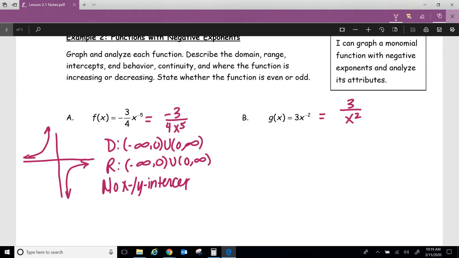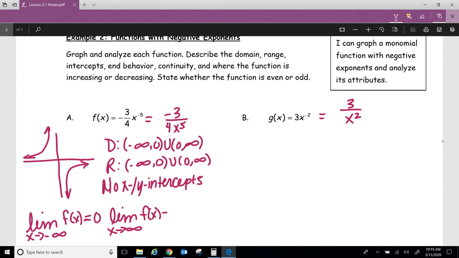All right. Next, it says end behavior. So what is the end behavior going to look like for this one as we go to negative infinity and to infinity? It's going to get close to that asymptote. And where did we say that asymptote was? Right there at 0. So for both negative infinity and positive infinity, the limit as x approaches those values is 0.